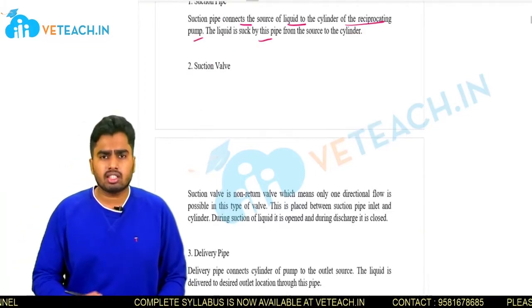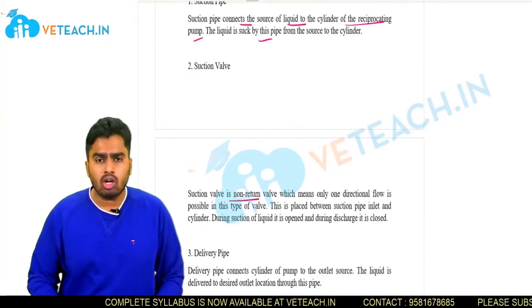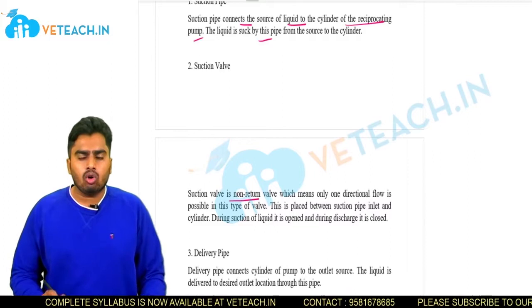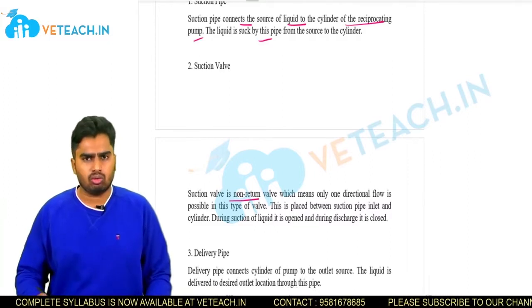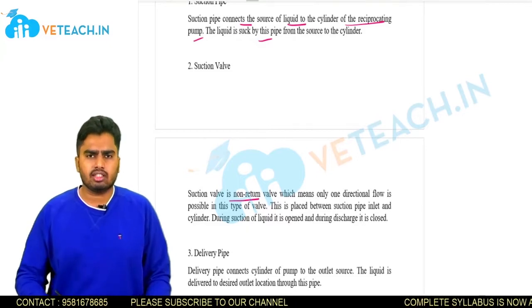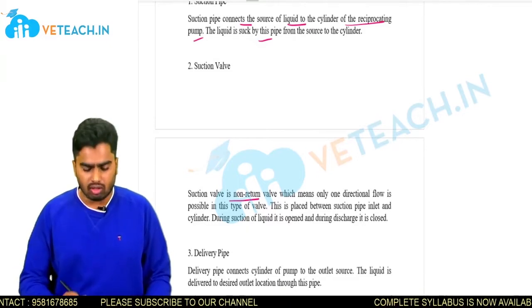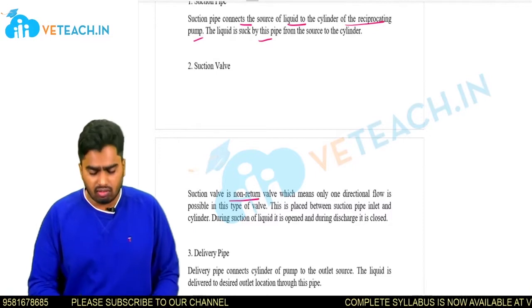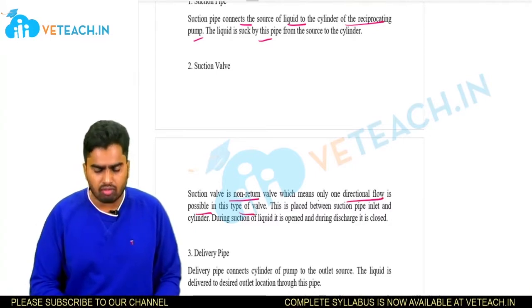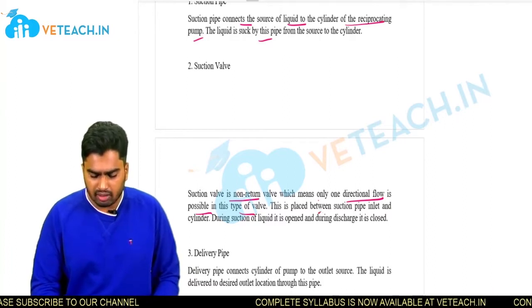What is the suction valve? The suction valve is a non-return valve, an NRV. The function of a non-return valve is that it will allow the flow of fluid in one direction only. It will not allow flow in any direction other than the given direction. So the suction valve is an NRV, which means only one directional flow is possible in this type of valve. This is placed between the suction pipe inlet and the cylinder.